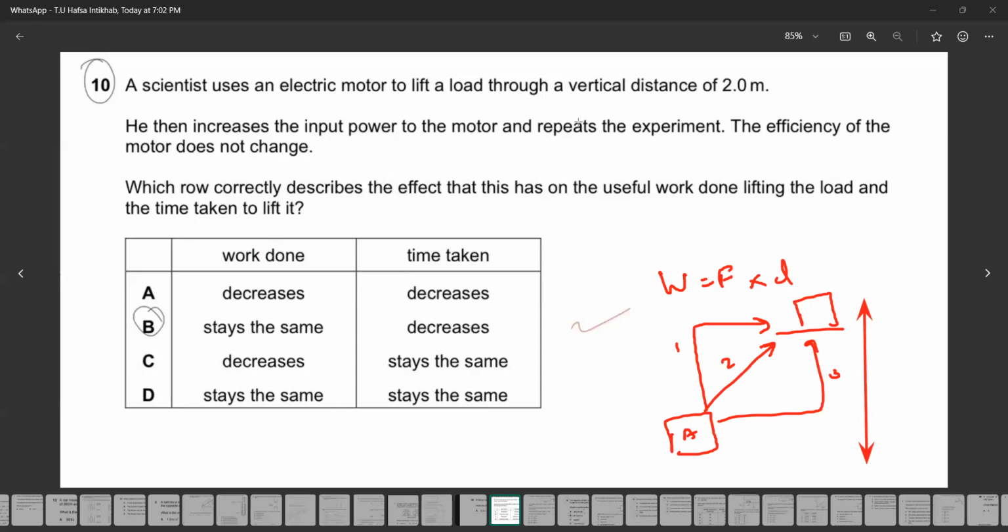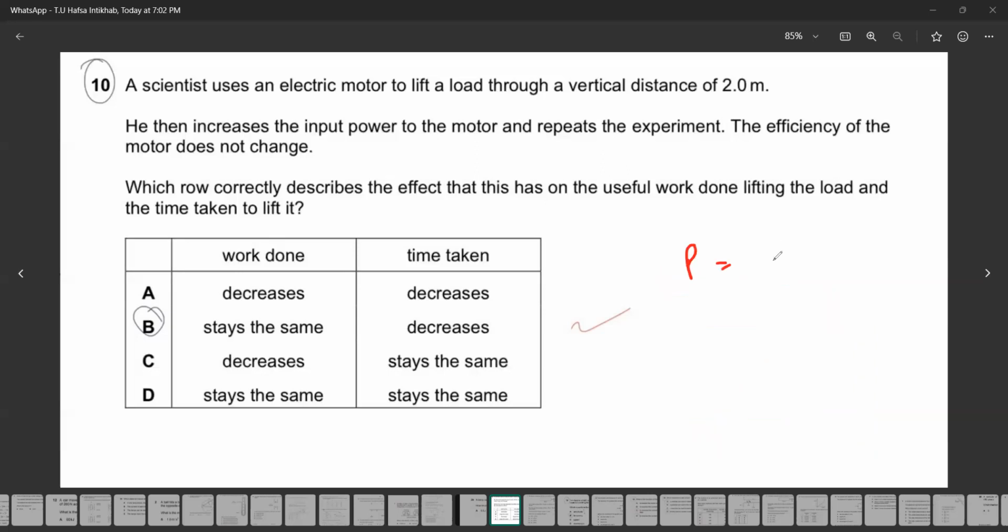Power depends on the work. If the work done changes, the power will also change. But here in this question, the work done is the same. So power is work divided by time. So if you are increasing the input power, then the time interval will be short. Or power times time equals work done, because we did the same work. So if the power is increasing, the time interval will decrease.